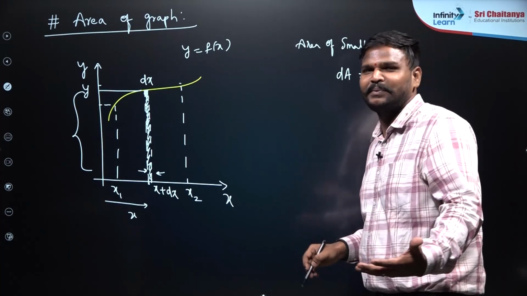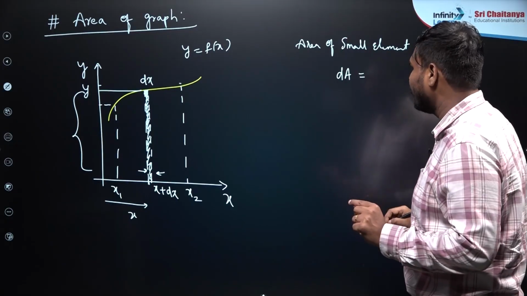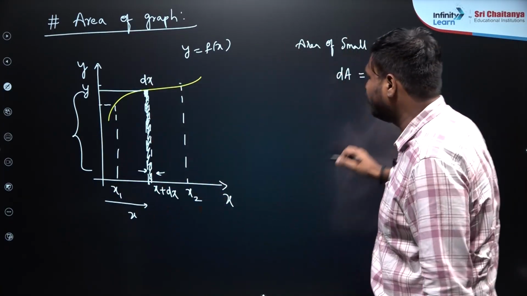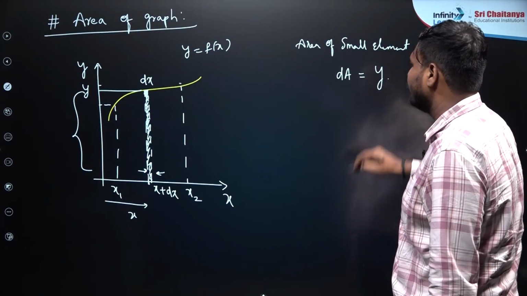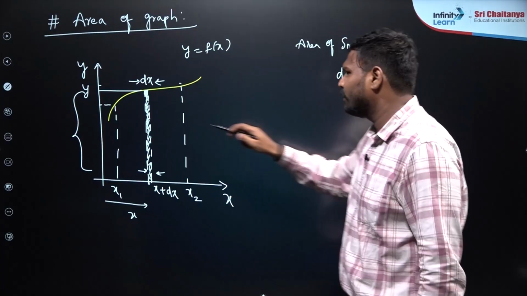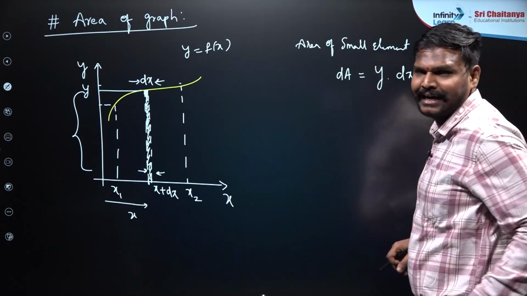We have discussed in the previous classes as well. So dA is the small area, and it is a rectangle, so length into width. Length is given as y and width is given as dx. So y into dx is the area of the small rectangle.